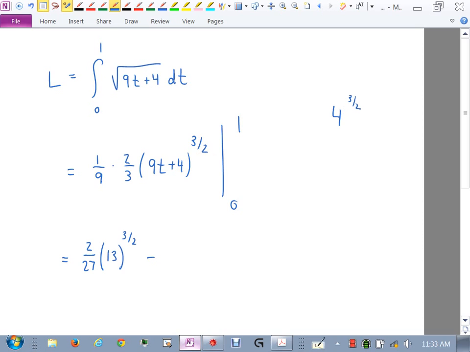4 to the 3 halves is the same as the square root of 4 cubed, isn't it? So that's just 8, right? 4 to the 3 halves, you raise it to the third, but you take the square root. So I take the square root and then raise it to the third. So 8, this is just 8, and then times, so 16/27. That's the exact answer. You could put things together, and you could definitely get on a calculator and get a decimal, but that's it.